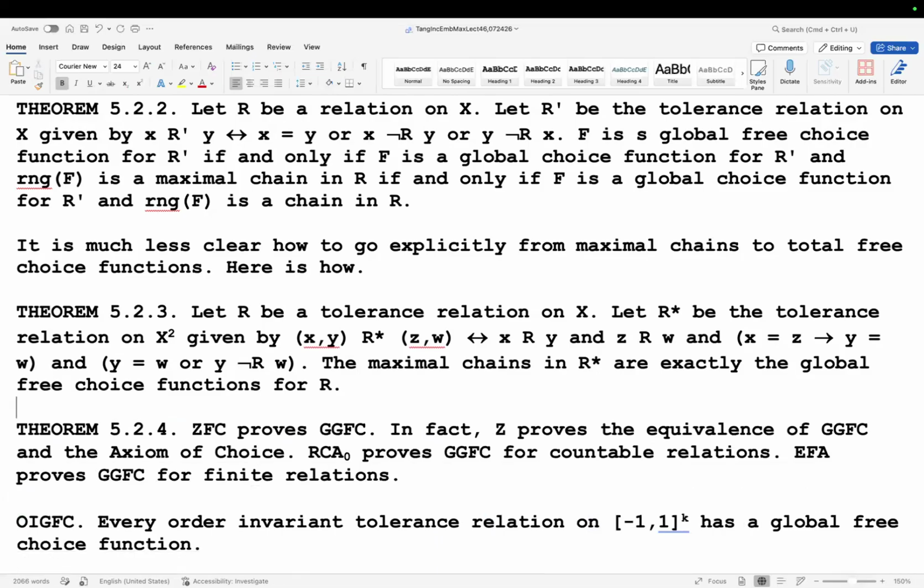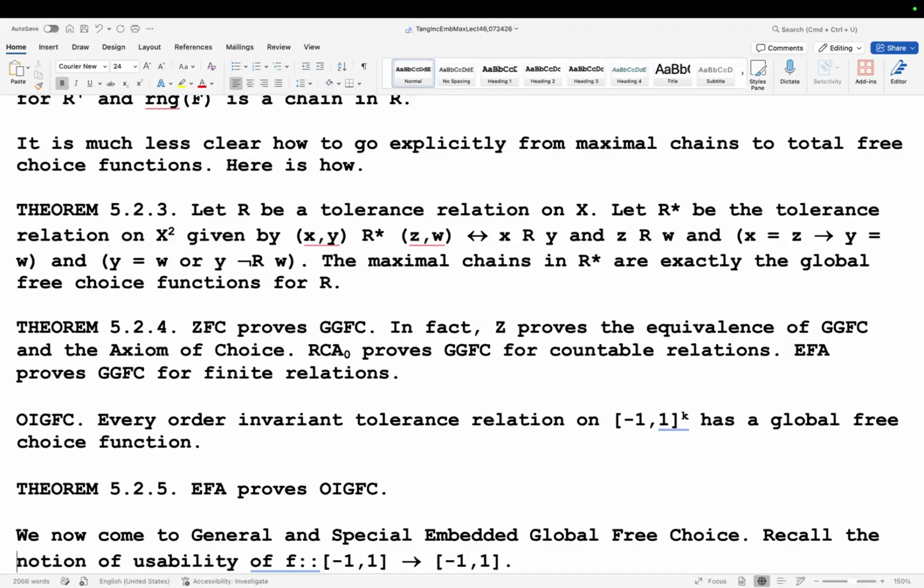I mean, this is all sort of general soft stuff. There's no foundational kind of stuff, no complicated thing going on here. It's all smooth, all natural operations and so forth. So you get this, that you can prove GGFC and you can prove the equivalence with the axiom of choice. For countable relations, you can prove it in RCA naught, and for finite relations in EFA.